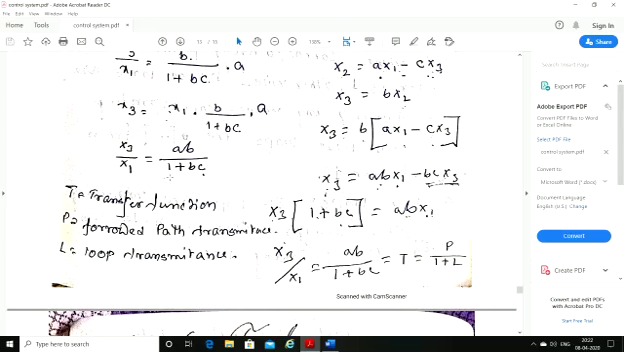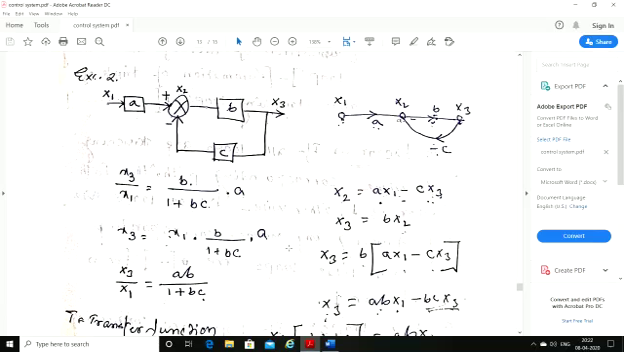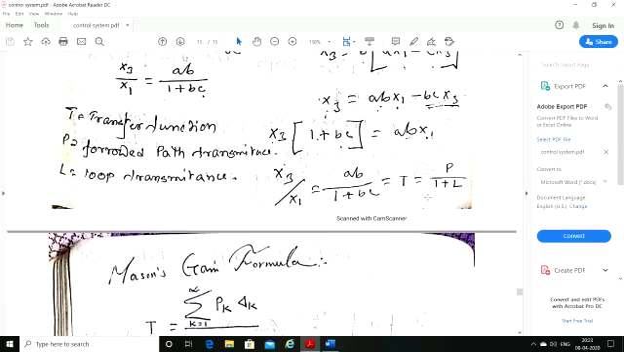So here we can see from the block diagram x3 by x1 equal to ab by 1 plus bc, and also we can see that from the solving of a signal flow graph, here x3 by x1 equal to ab by 1 plus bc. So we can say that the block diagram and signal flow are used to help to reduce the transfer function and find out this value.